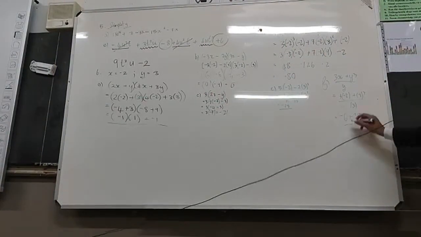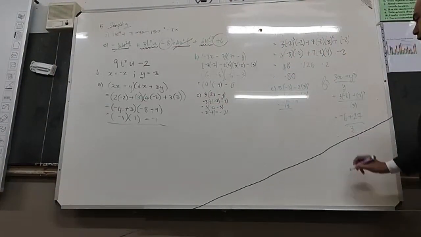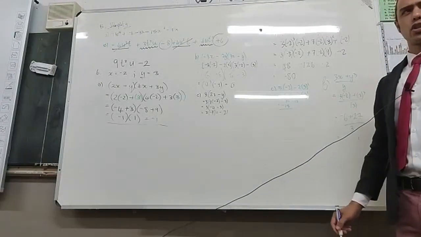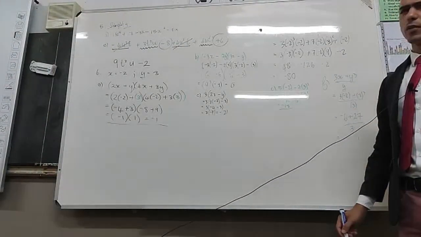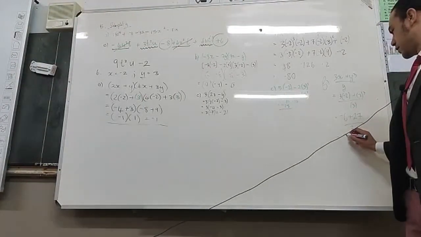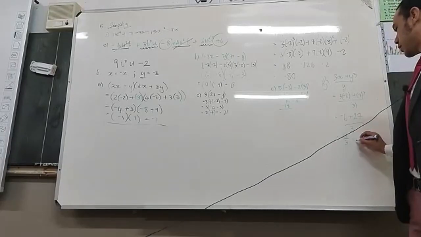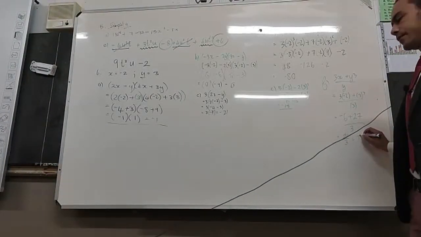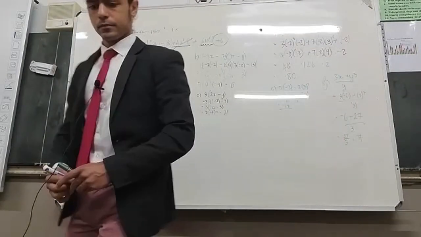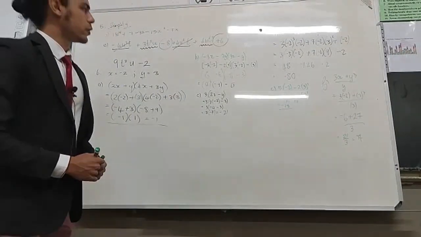Alright, so continuing there, we have this divided by 3. So that answer is going to be negative 6 plus 27. It's 21? Is it 21? It's 21 divided by 3. 21 divided by 3 is equal to 7. There we go. We have 2 more to go quickly.